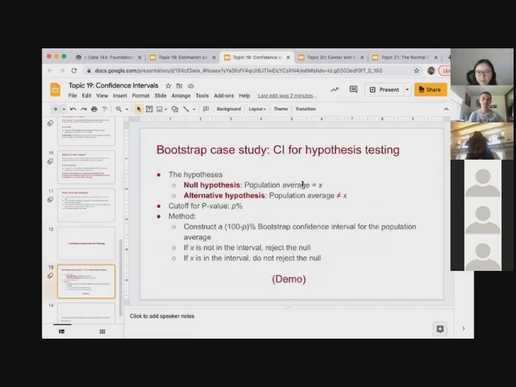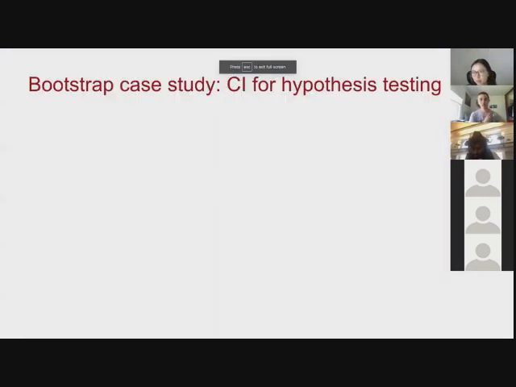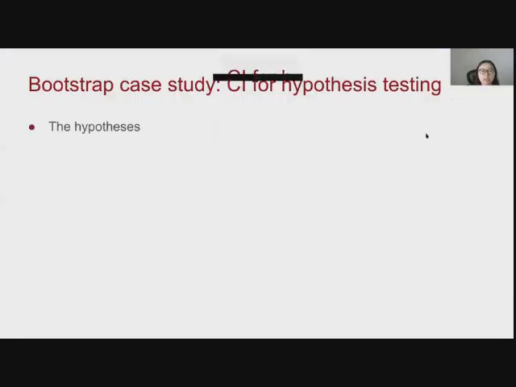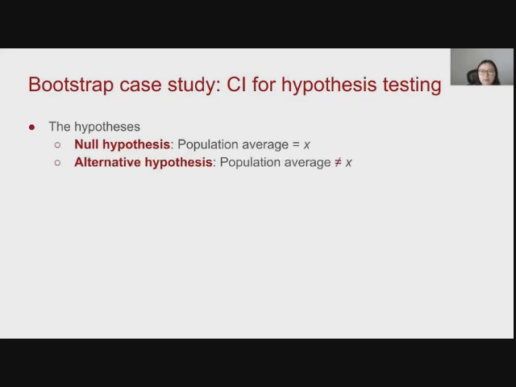Okay, all righty. So the example that we're going to do here is how to use CI for hypothesis testing. And we are actually going back to, I think, the baby's data set about mother smoker and the age. So the null hypothesis is that the population average is a particular value. The alternative is not that value. So this is the setup of the case study that we have.